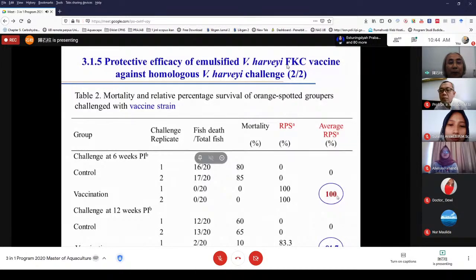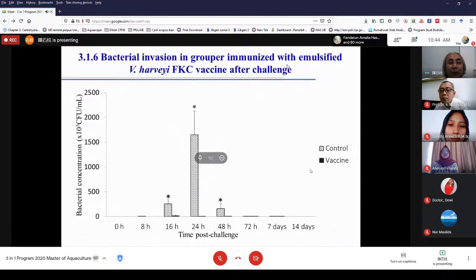Average is 100, right? And the control group in the 12 week still has 91% of the average RPS. So it means that this vaccine is quite successful in vaccinating the group.